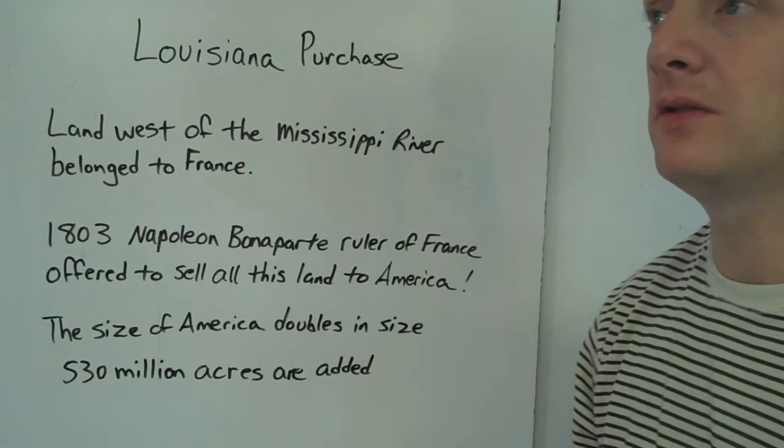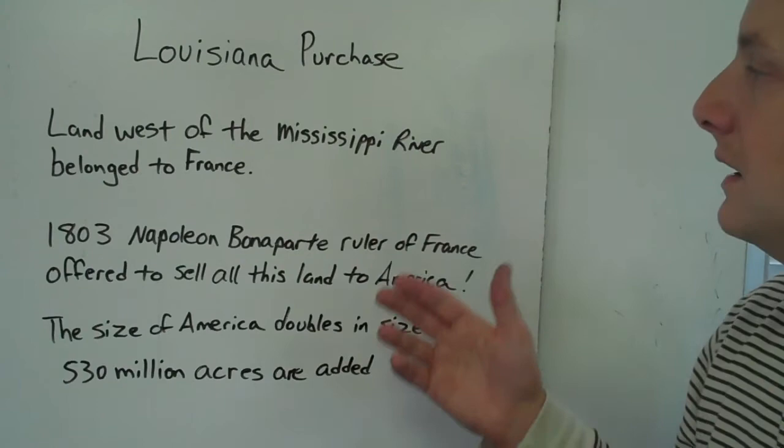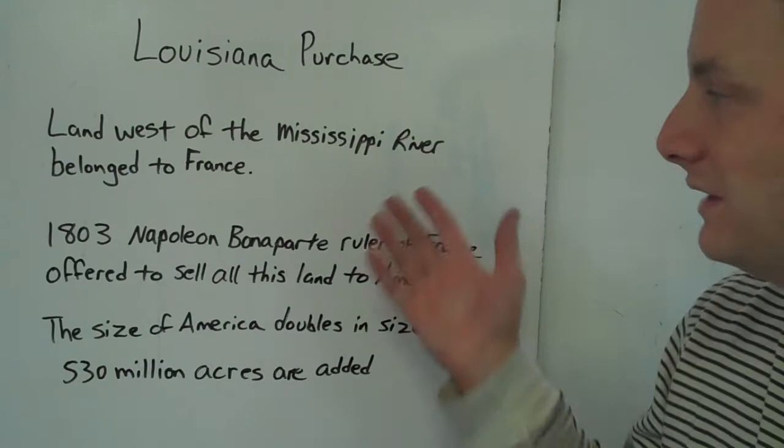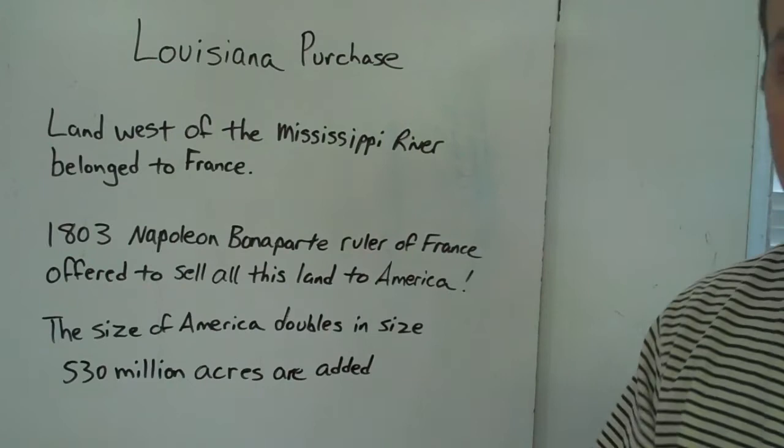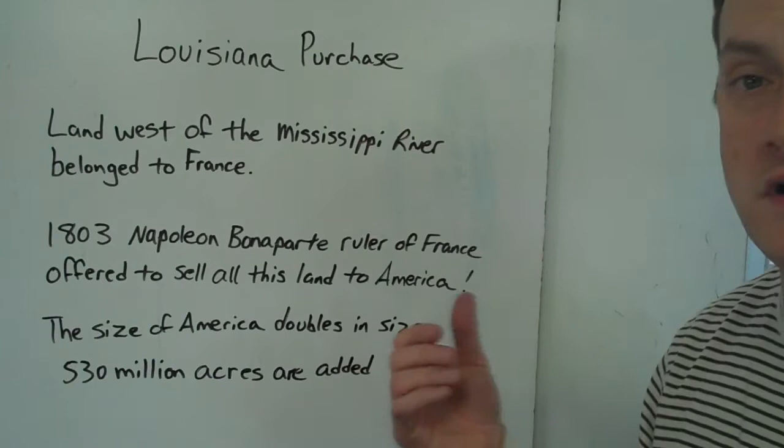They met with Napoleon, and they were going to make an offer to see if he would allow the United States to own this land. After all, it's on our continent, so why not just give it to us? And to much of their surprise, Napoleon said, okay, I'll sell you this land. I can't remember the exact price, but it was very, very cheap when you compare it.